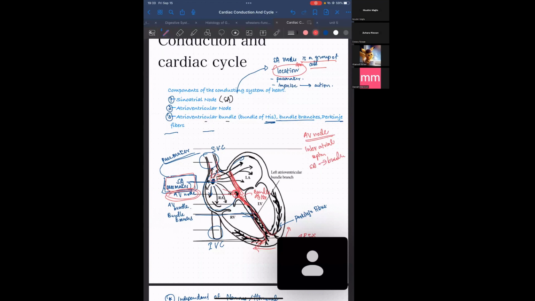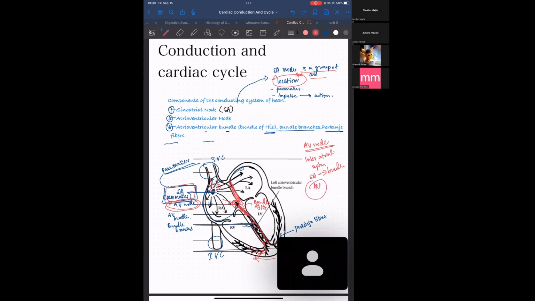Okay, for the ventricles to contract. An AV bundle, if you have to say, is a group of specialized fibers. It will carry the impulse from the AV node to the ventricles through the Purkinje fibers and bundle branches. So why do you need the AV node and bundle branches?